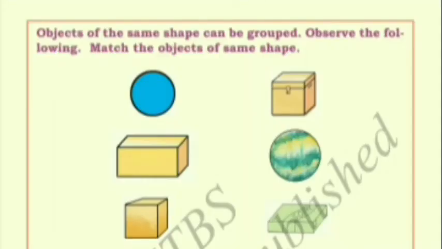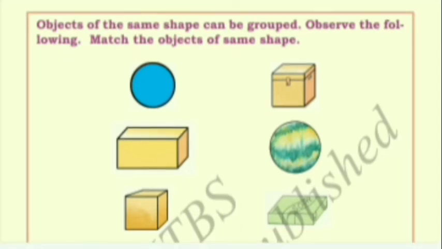Children, till now we learnt about plane figures, which means 2D shapes. Solid figures, which means 3D shapes. Now we will match the solids with the objects which look like them. Here we are given sphere, cuboid and cube. First we will match sphere.